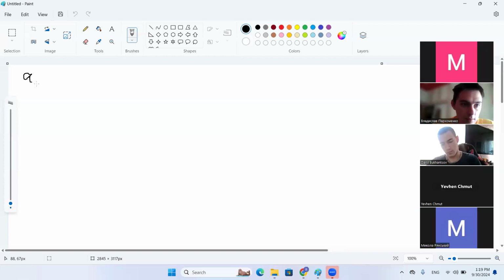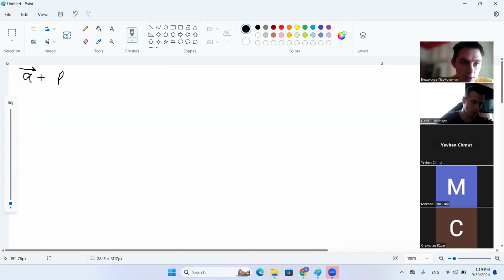Okay, let me share my screen and I have a question. How do we add vectors? So vector A, Maxim, go on, plus vector B. We use the triangle rule to add vectors. But it depends. When can we use the triangle rule?